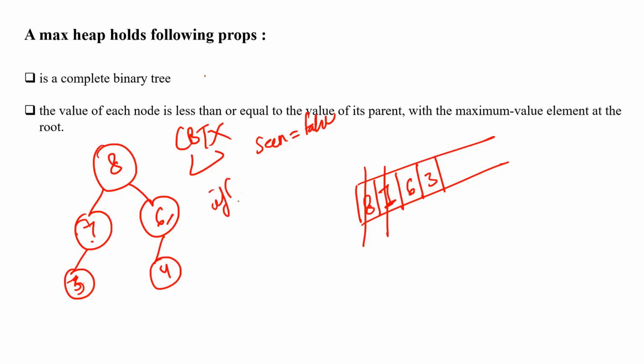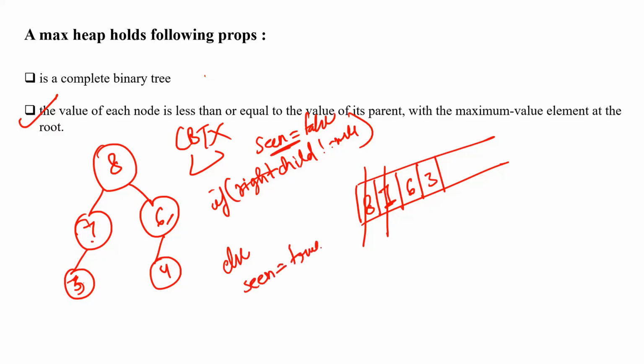So if we will be having some kind of condition like this, that if right child of the parent node is not equal to null, then we're gonna check for this particular thing. Otherwise, we're gonna mark our seen variable as true. Right now, what is going to happen? We'll be processing this node, that is 6. So for 6, left child is present.